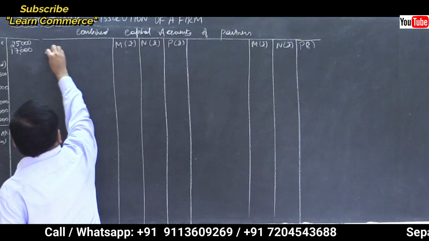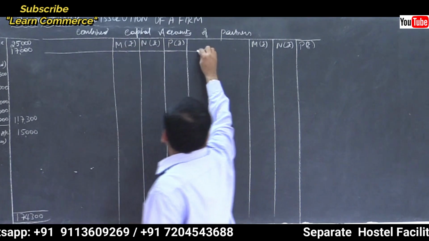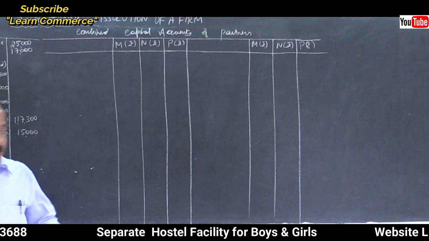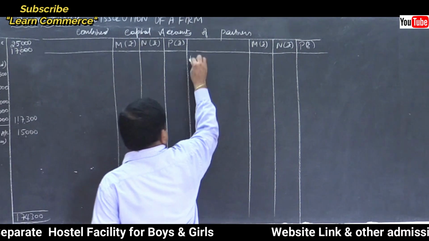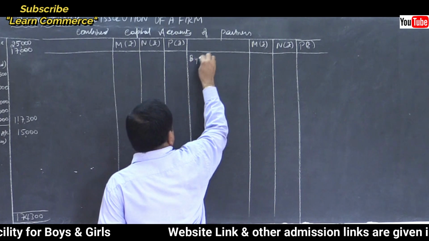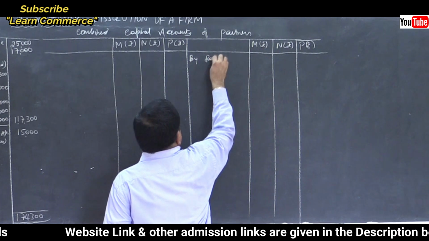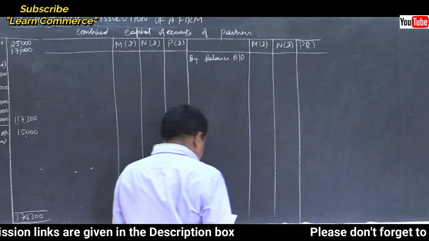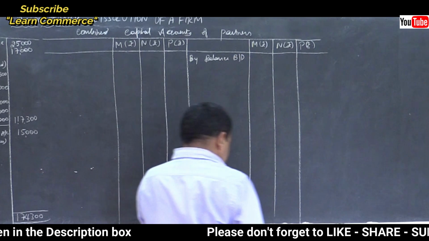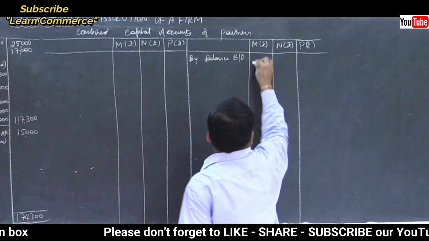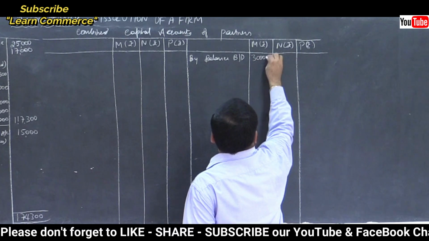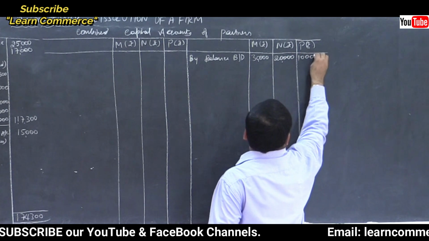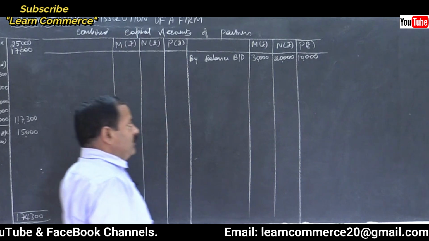Write debit, credit, particulars, wasn't it? Now let us start with capital balances. Start with capital balances by balance brought down. By balance brought down, how much is it? 30, 20 and 10, right? $30, $20 and 10.